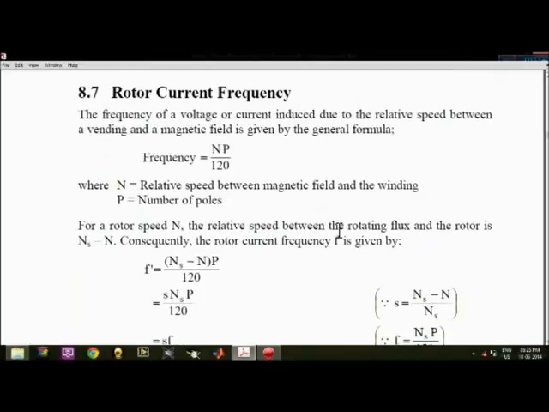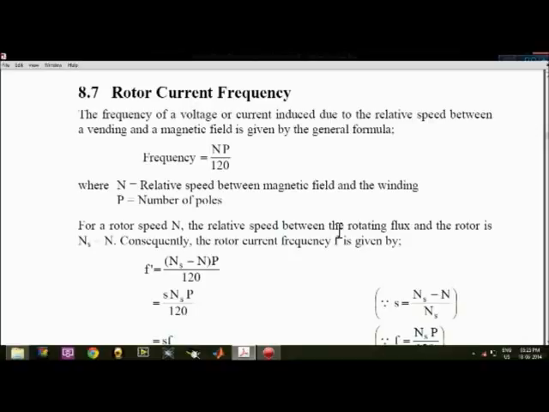Now the next part is about rotor current frequency. The frequency of a voltage or current induced due to the relative speed between a winding and a magnetic field is given as, which I have learned before, N into P, that is the synchronous speed or the relative speed between the magnetic field and the winding, into the number of poles by 120.